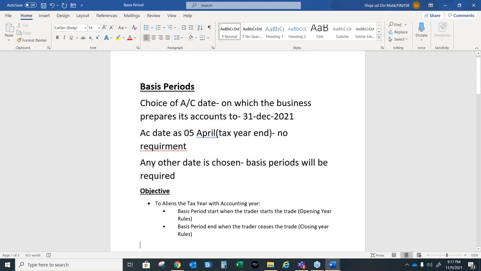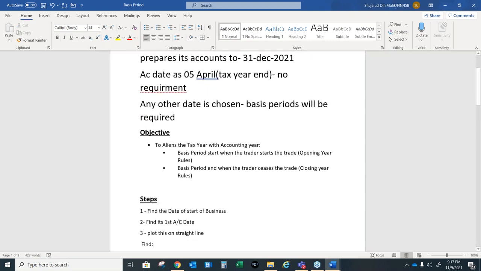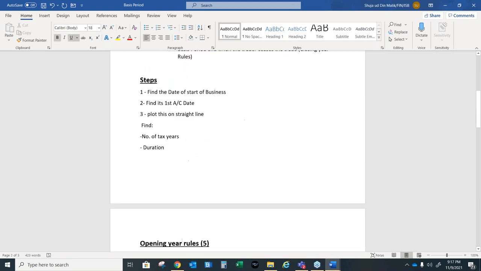Any questions? Why do we prepare basis periods? We prepare basis periods only in cases where an accounting date other than the tax year end has been chosen. It creates difficulty for both the business and HMRC to actually merge the accounts of the trader with HMRC. Hence, they require basis periods, which is a very effective tool in this case to match the accounting period and the tax year.